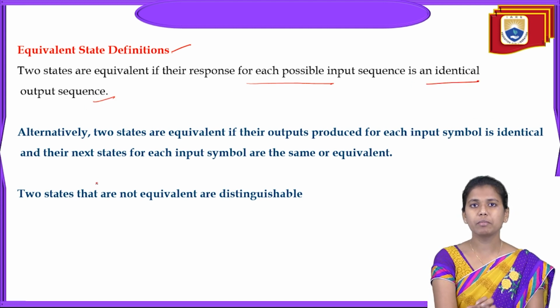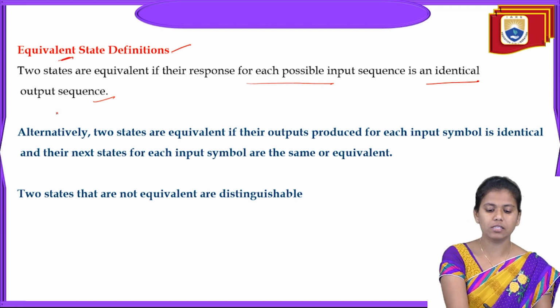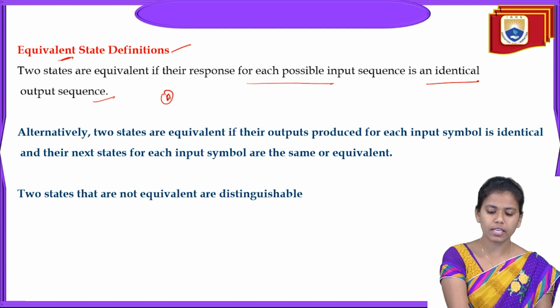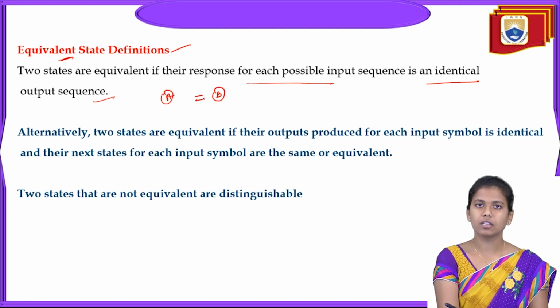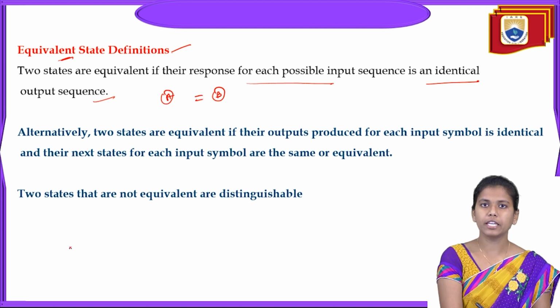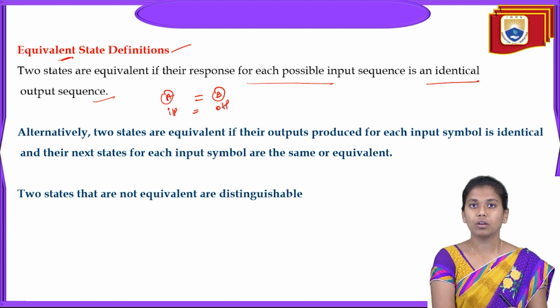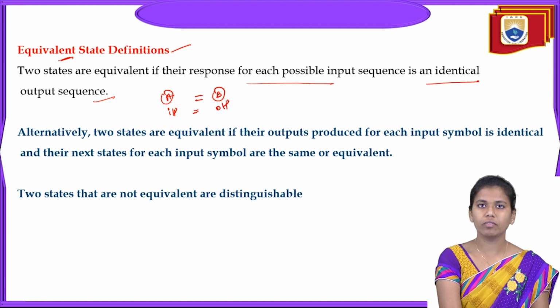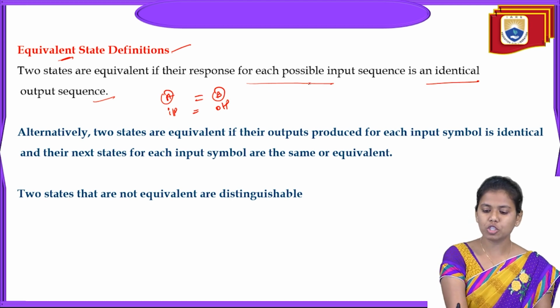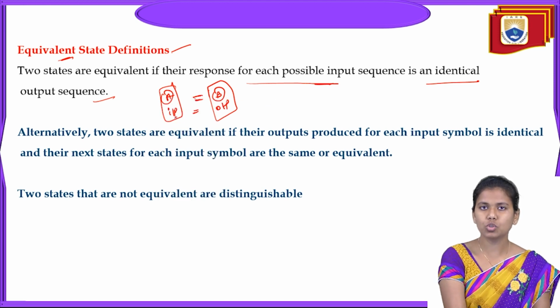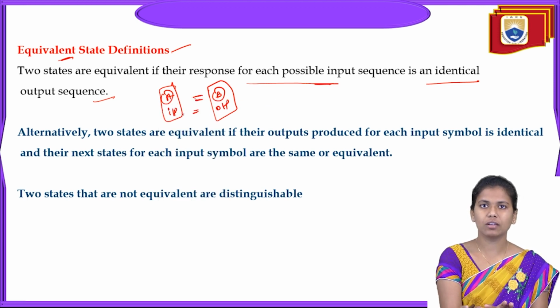Here the name itself is talking about the equivalent state definition. If two states A and B are equivalent, that means each possible input sequence gives an identical output sequence. So that's how we say that these two are equivalent state diagrams. Each possible input sequence of a particular state must give the same output sequence as the other state. And if these two states match each other, then we say it is an equivalent state definition.